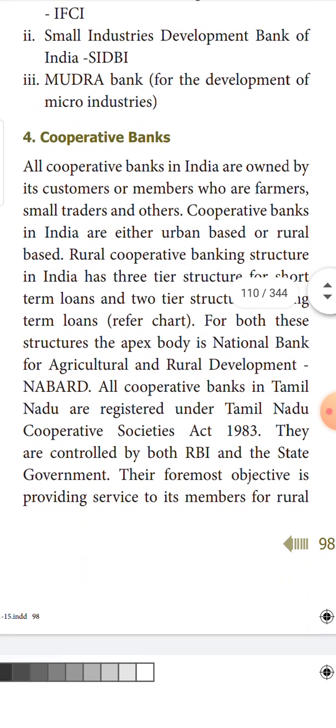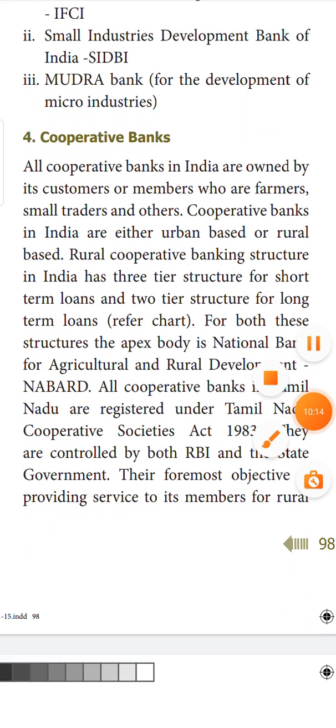Now let us go to the next type of bank, called cooperative banks. Cooperative banks are owned by the customers. The shareholders are the members. At this bank, the members will mostly be farmers, small traders, and others who are interested in contributing to the cooperative banks. These cooperative banks are also not run for profit making. They are mostly located in rural areas. They are not in cities or metropolitan cities.